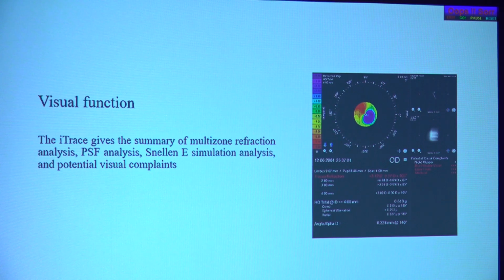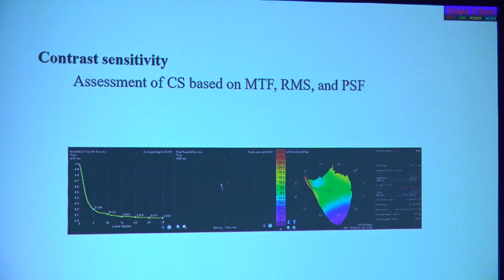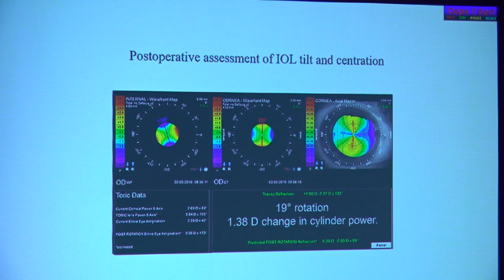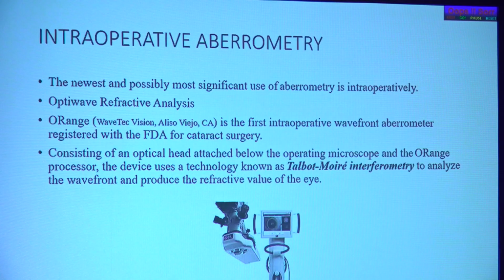For a dissatisfied patient, this is one visual function analysis which is very good because it gives a Snellen E simulation analysis, which can actually give you an idea about the potential visual complaints of what the patient is telling you. You can assess the contrast sensitivity, as I said, like post-op assessment of IOL tilt and centration.